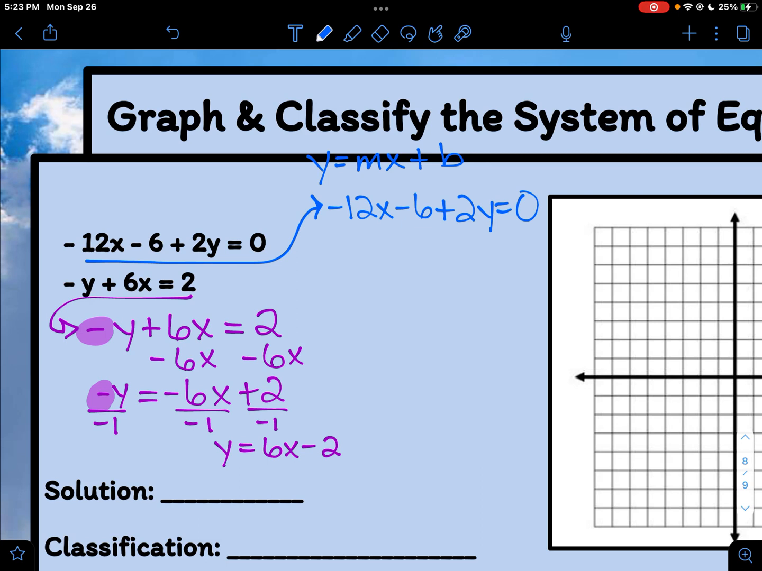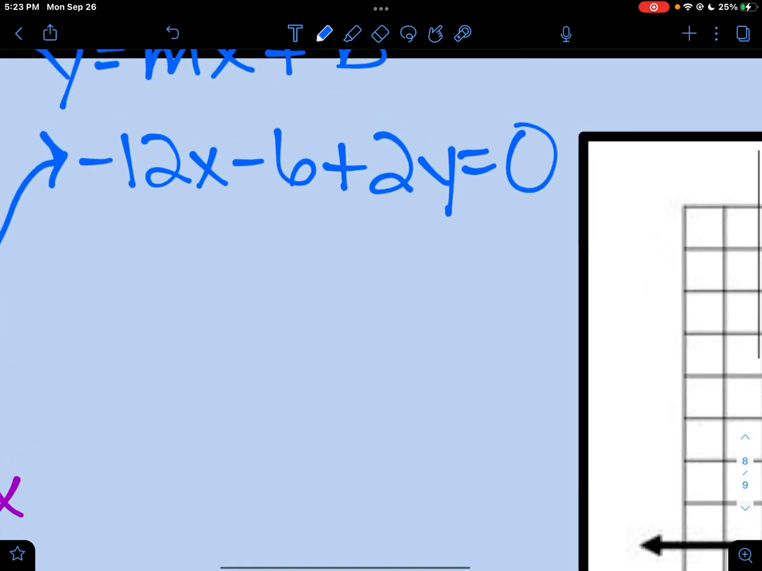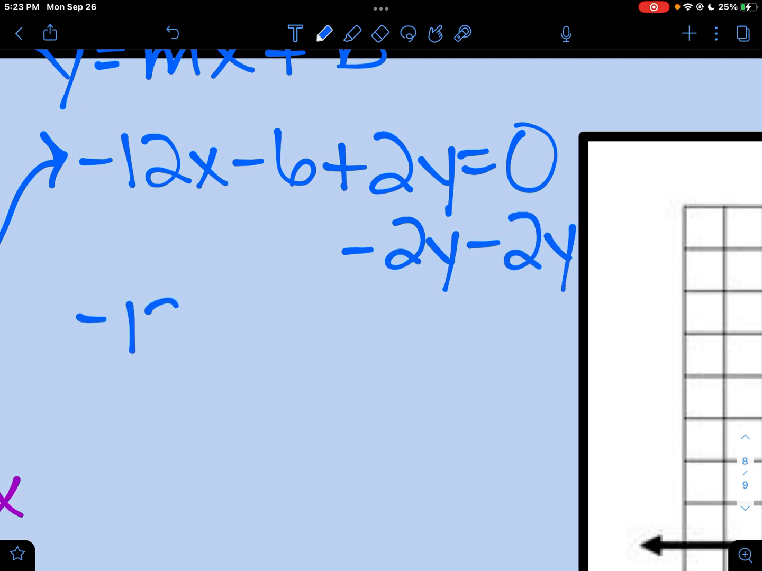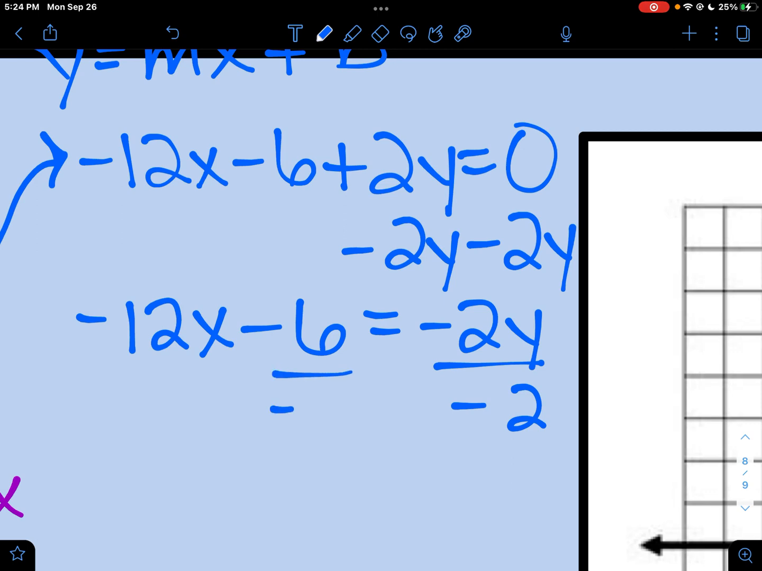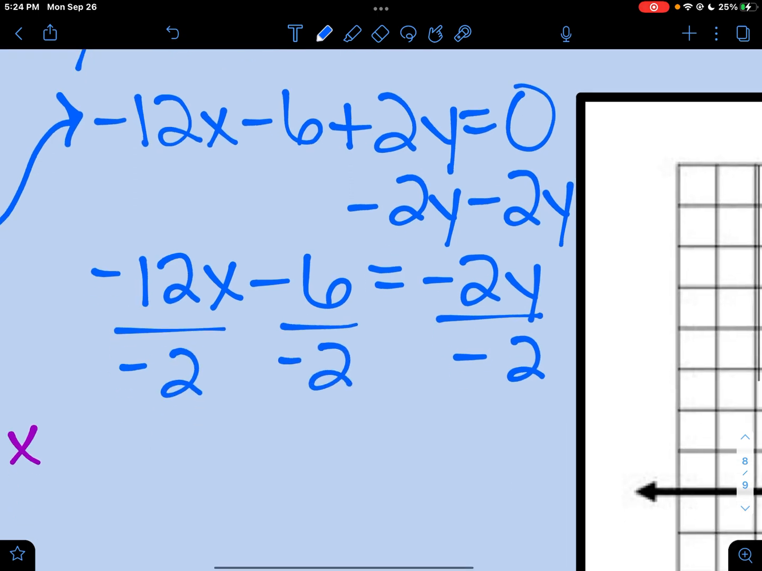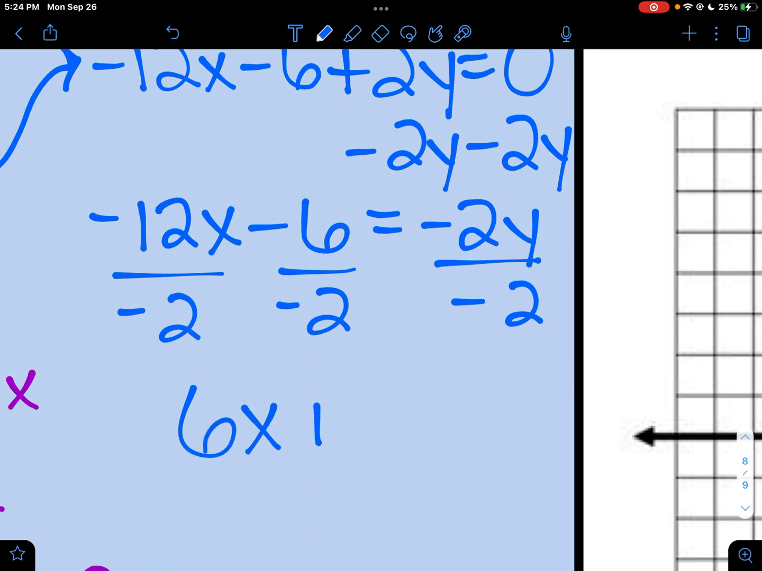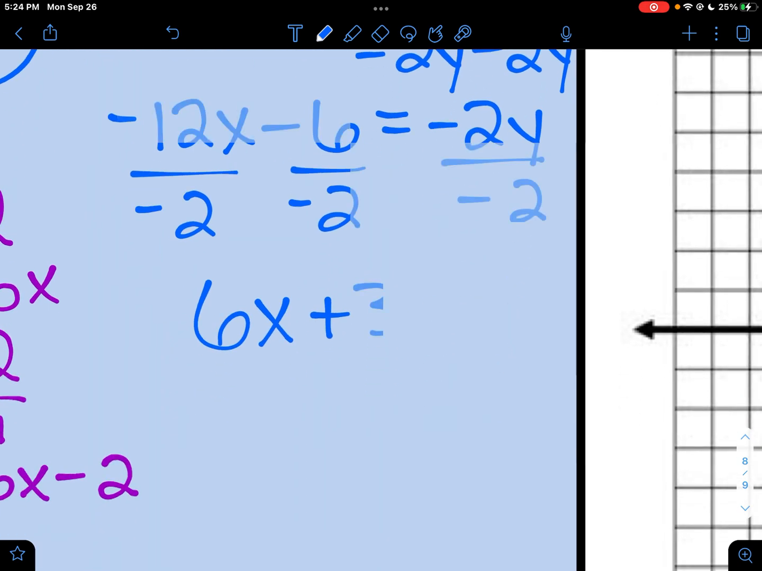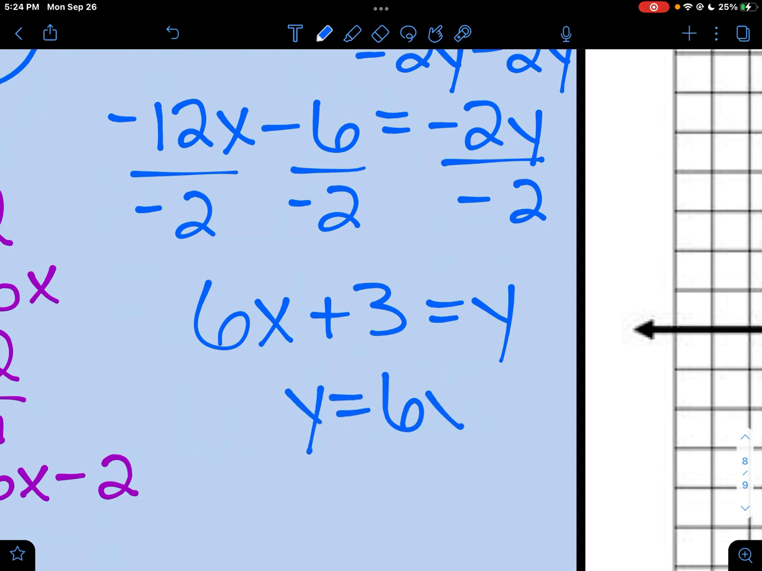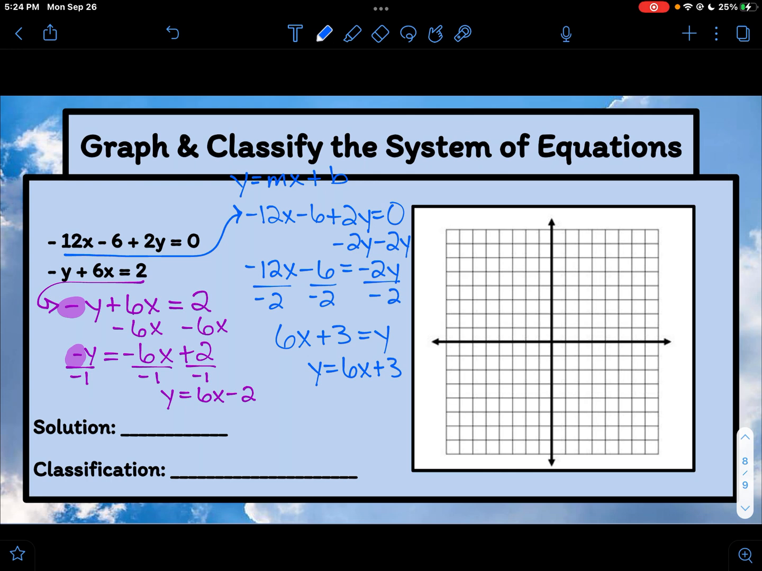Negative 12x minus 6 plus 2y equals 0. So when you rewrite the problem, double check to make sure you did it right. Now I'm going to subtract 2y again. Negative 12x minus 6 equals negative 2y. Divide by negative 2. 6x plus 3 equals y. Y equals 6x plus 3. There we go. Okay, see? Everyone makes mistakes.